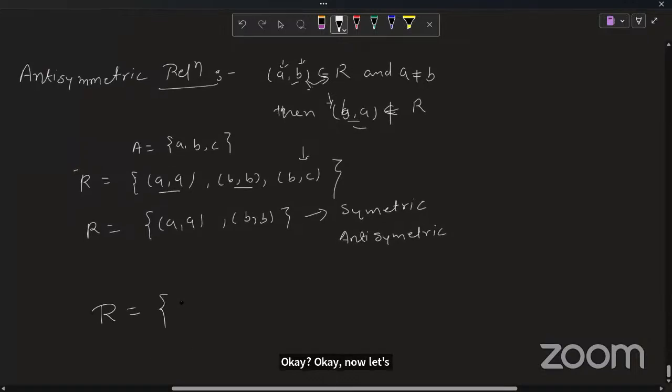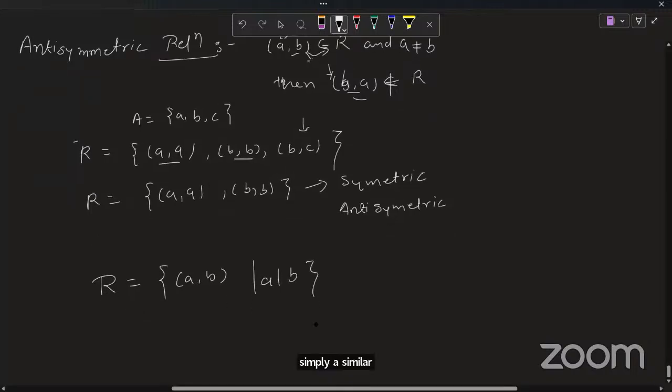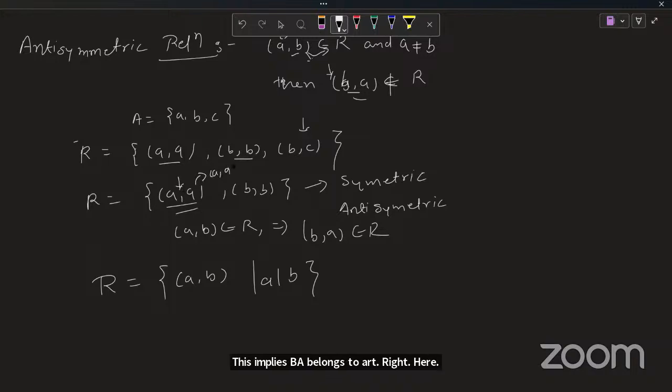Now let's give another example. R is a similar example, AB where A divides B. Is this an anti-symmetric relation? How is it symmetric? For a symmetric relation, AB belongs to R implies BA belongs to R. Take AA: its symmetric part will be AA itself, which is inside R. Its symmetric part BB is also inside R. So it's symmetric, with only two members.